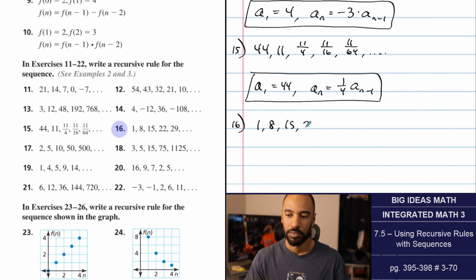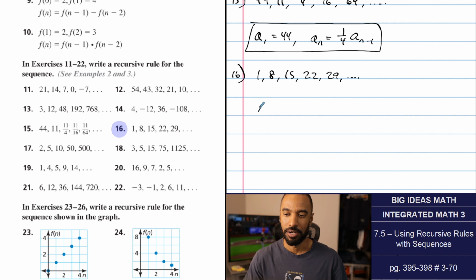Starting from 1. Arithmetic sequence. A sub 1 is 1. A sub n is the previous term plus 7.